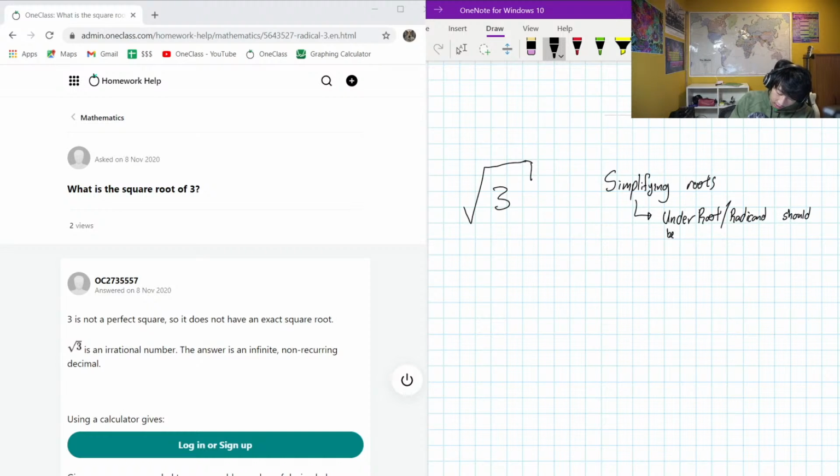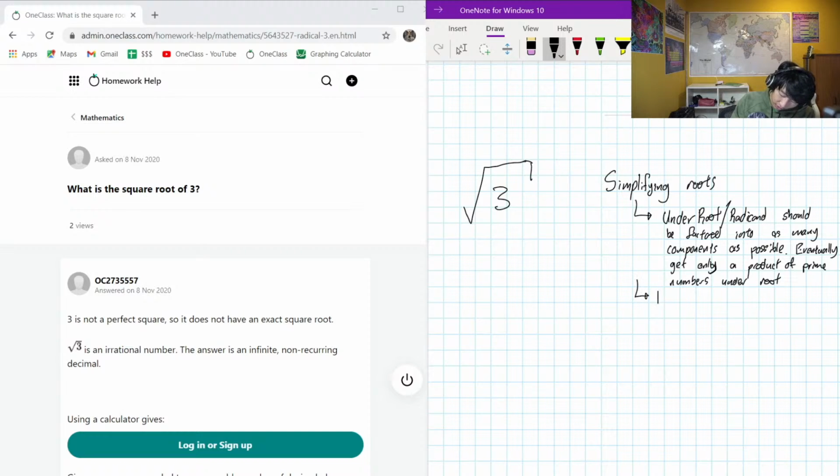should be factored into as many components as possible, eventually getting only a product of prime numbers under the root, and you want to bring out the duplicates. Okay, so that would be the general procedure in simplifying a root.